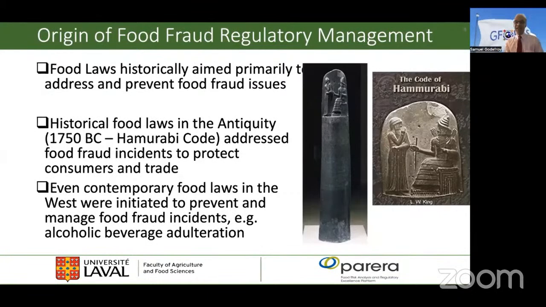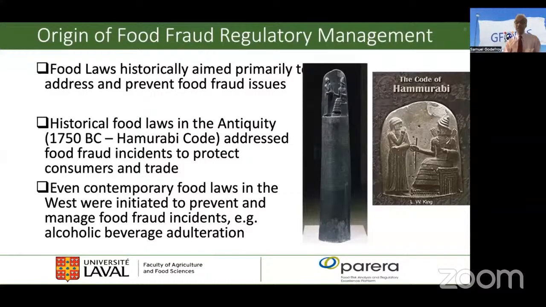And the consequences essentially in those cases were very deterring, in the sense that those who were found to be convicted of these crimes would face a punishment by drowning, so essentially death by drowning. So you see that the consequences were not small in this regard. Now, when we fast track quickly to the current age, we find that a number of food laws find their inception in the management of food fraud.